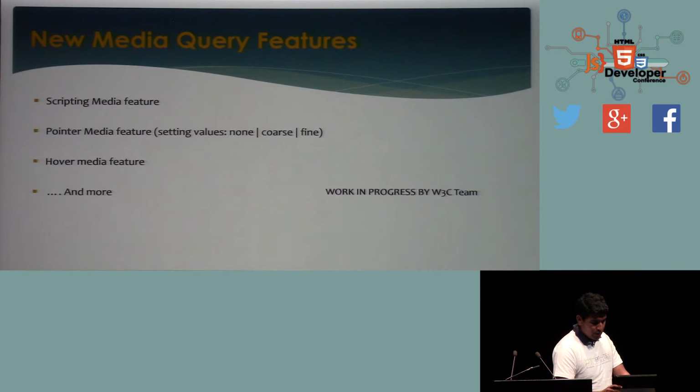The other value is fine, which is much more accurate, like either a mouse or a stylus on your tablet device. That's another value that you can use. But if a device has multiple input mechanisms, then the pointer media feature must reflect the primary point of interactivity, the primary input mechanism, to be determined by the user agent. So that's another way. So you can have more information.